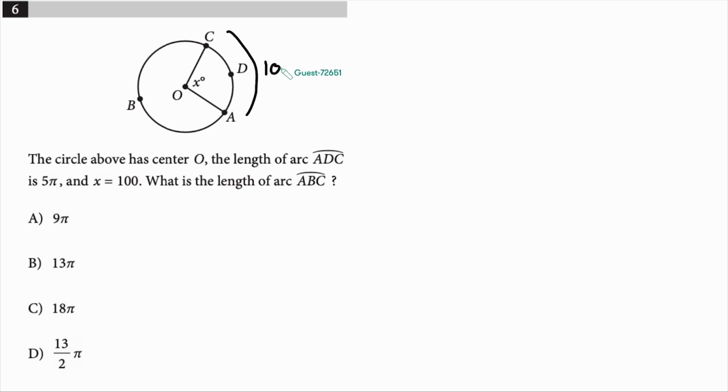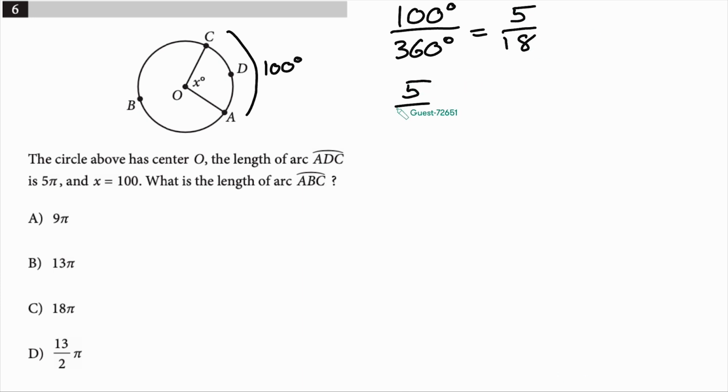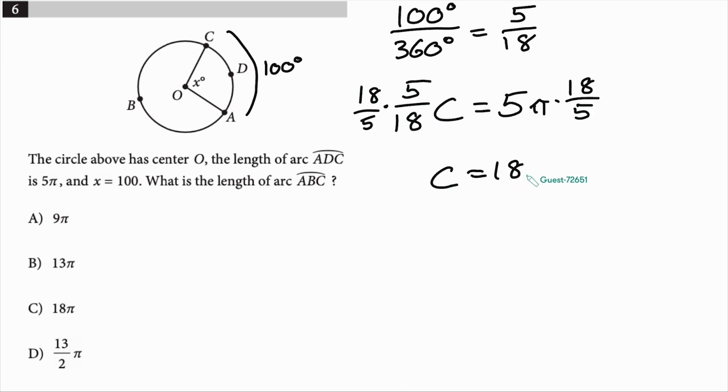Arc ADC must have a measure of 100 degrees to match the central angle, and so 100 degrees over 360 degrees reduces to 5/18. And so that means that the length of ADC, 5 pi, must be equal to 5/18 of the circumference, which gives us a circumference of 18 pi.